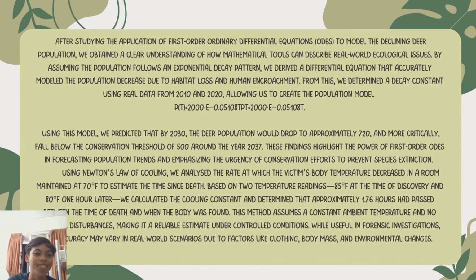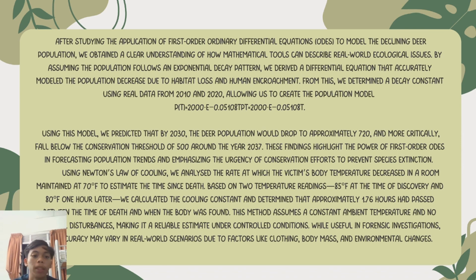Using this model, we predicted that by 2030, the deer population would drop to approximately 720 and, more critically, fall below the conservation threshold of 500 around the year 2037. This finding highlights the power of first order ODEs in forecasting population trends and emphasizing the urgency of conservation efforts to prevent species extinction.